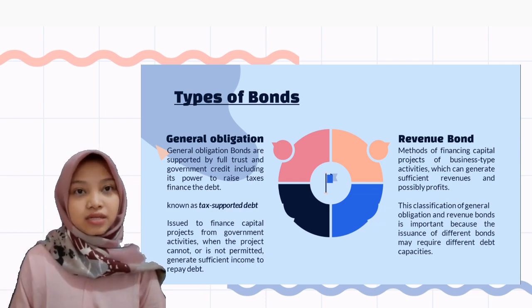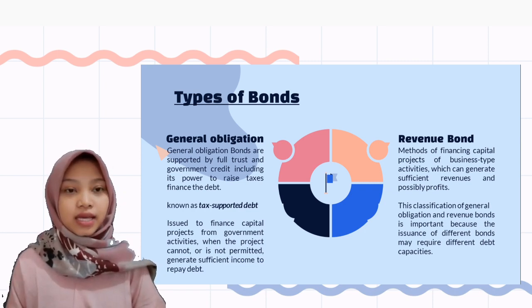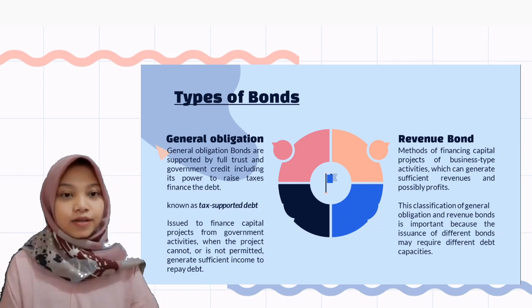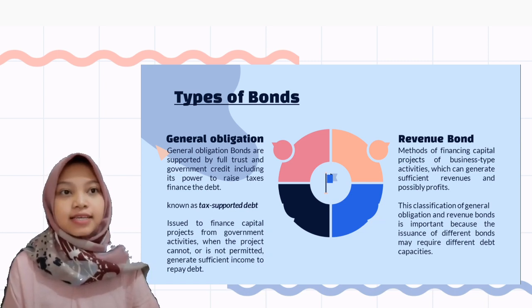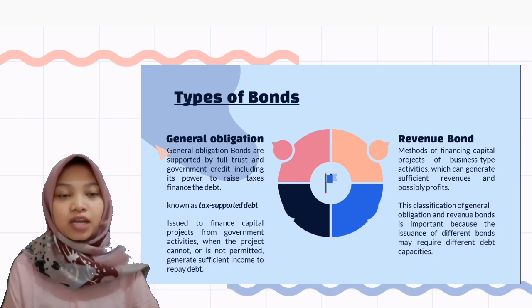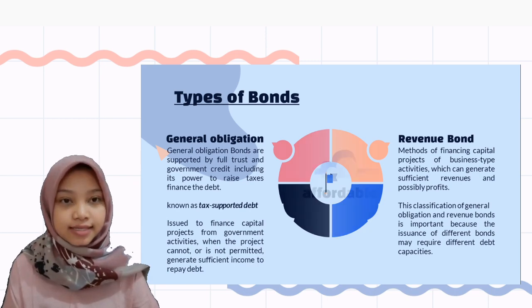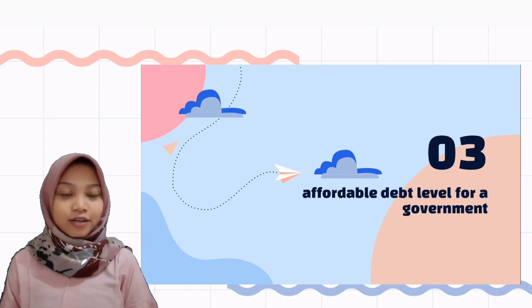These obligations are issued to finance capital projects from government activities when the project cannot or is not permitted to generate sufficient income to repay it. Revenue bonds are a method of financing capital projects of business-type activities, which can generate sufficient revenue and possibly profits. This classification of general obligation and revenue bonds is important because the issuance of different bonds may require different debt capacities. Next discussion is the affordable debt level for a government.